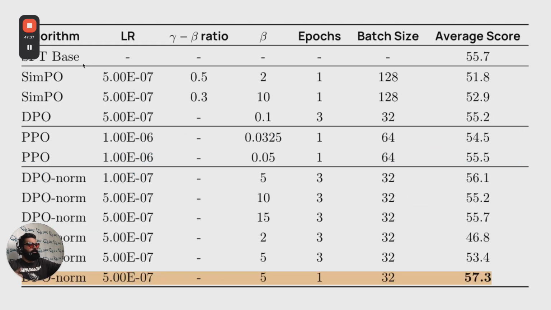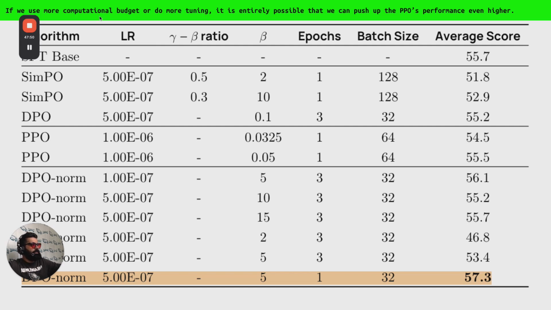They tried SimPO, DPO, PPO, and DPO norm for given compute constraints, and they found that DPO norm gives the best average score. They did say that if we use more computational budget or do more training, it is entirely possible that they can push up the PPO's performance even higher.